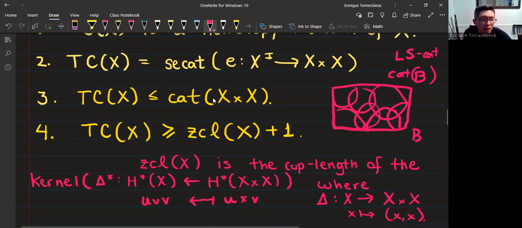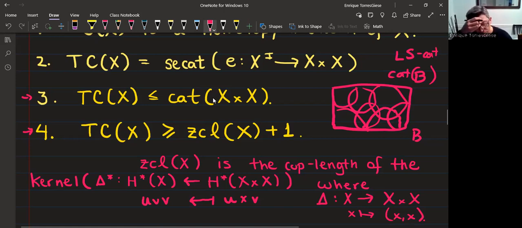So the cup length of the kernel is essentially what we call the zero divisors cup length of the space X, and this is very useful. And in a way, these are the main tools, number 3 and number 4, that we use for calculations of the topological complexity of a space. There are some limitations, of course.